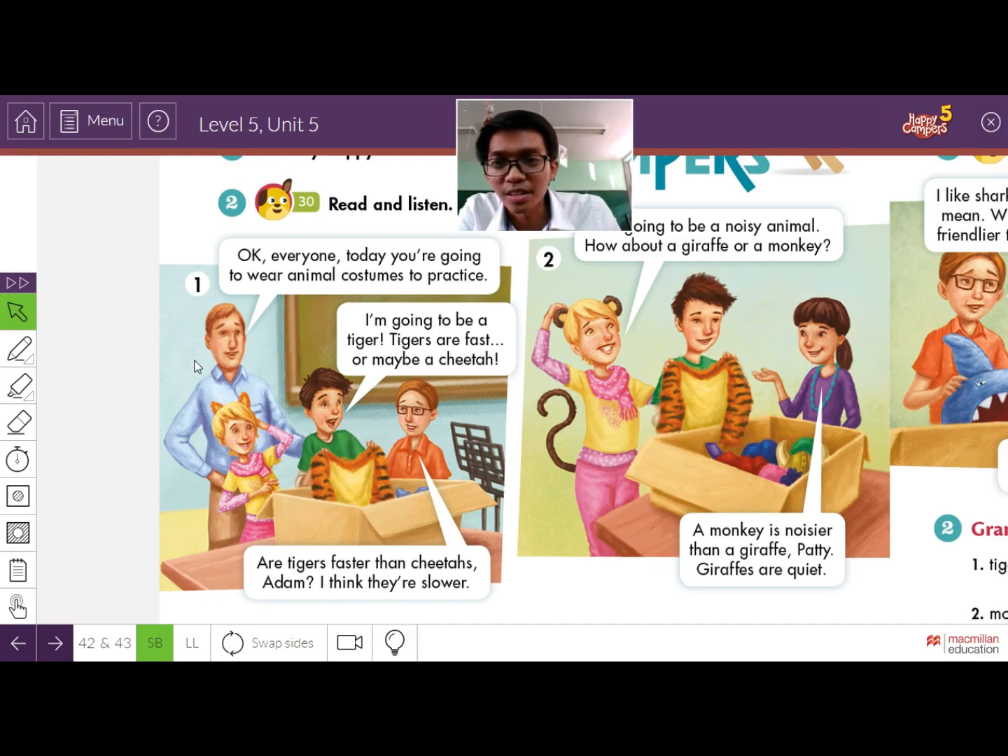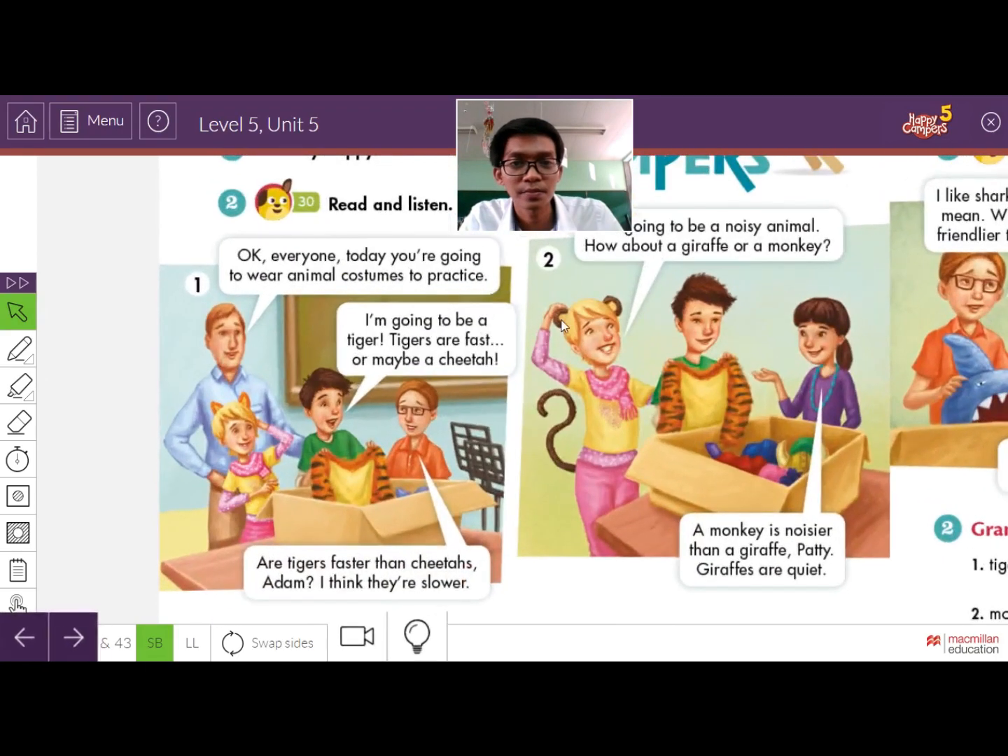Everyone, today you're going to wear animal costumes to practice. I'm going to be a tiger. Tigers are fast, or maybe a cheetah. Are tigers faster than cheetahs? Yes. No. In fact, cheetahs are faster than tigers, so tigers are slower than cheetahs.